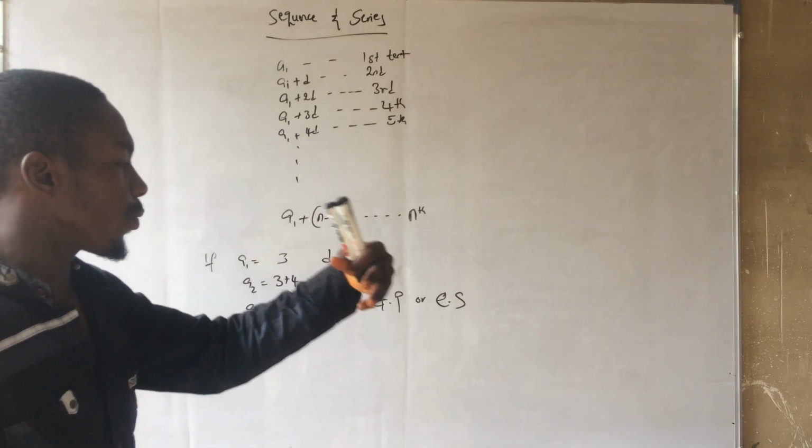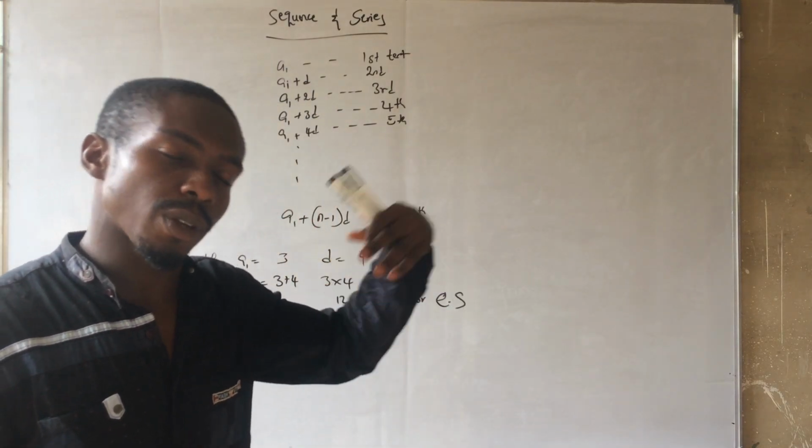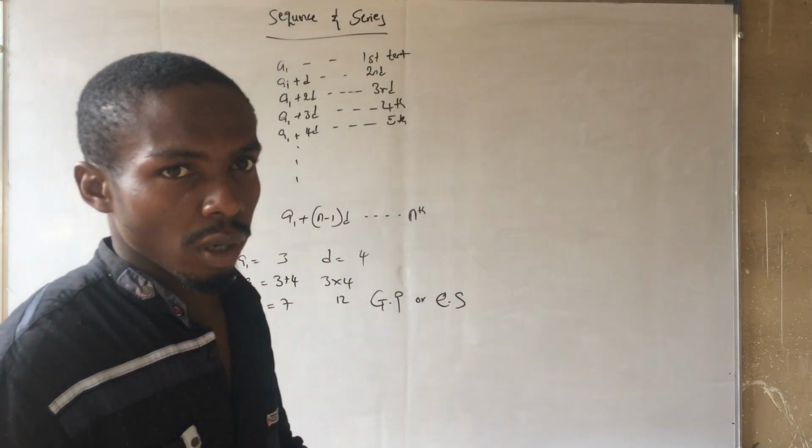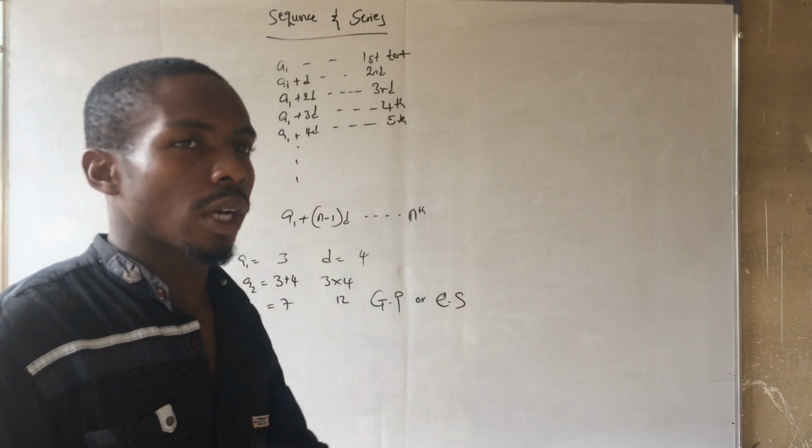Or if you arrange in descending order and you divide the first term by the common ratio, you have what? The second term, and so on and so forth.